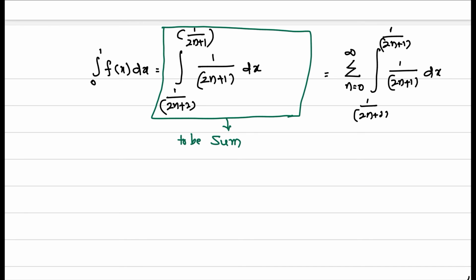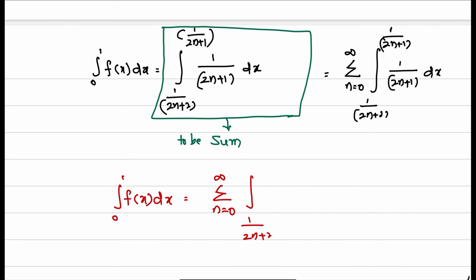Hence, how can we write this? Please try to understand. If this type of question is given, the integral of function x dx can be written as the sum from n equals 0 to infinity of the integral from 1 by 2n plus 2 to 1 by 2n plus 1 of 1 by 2n plus 1 dx.